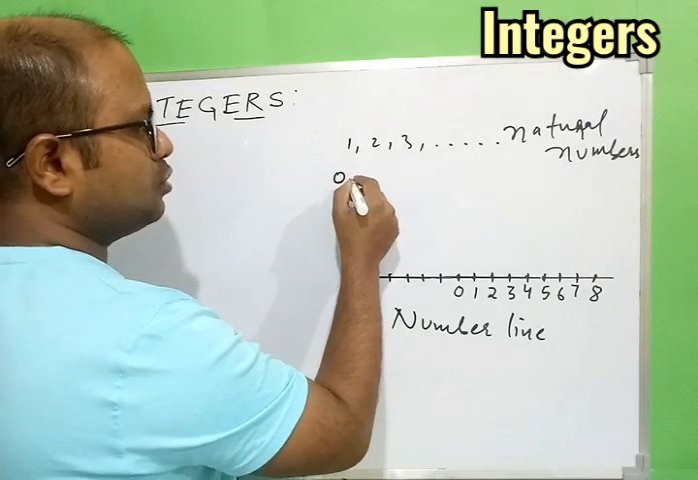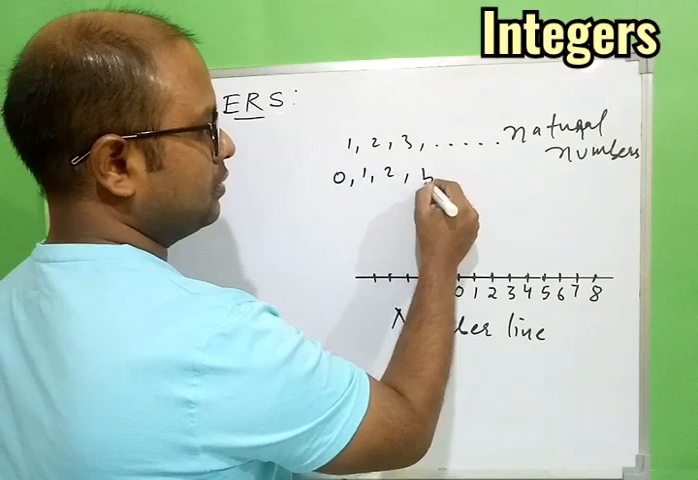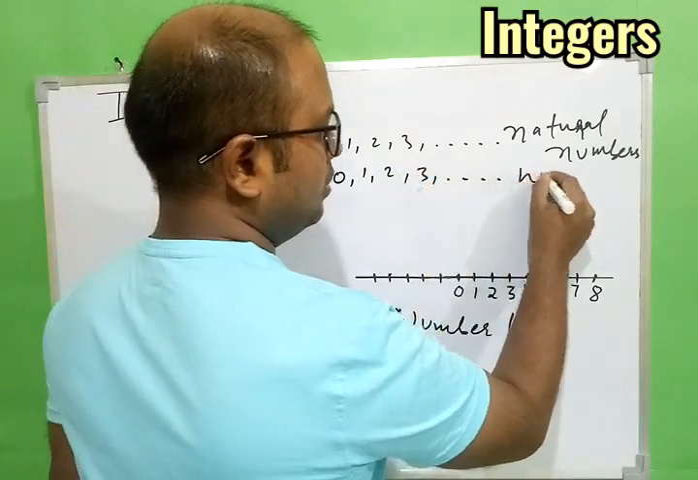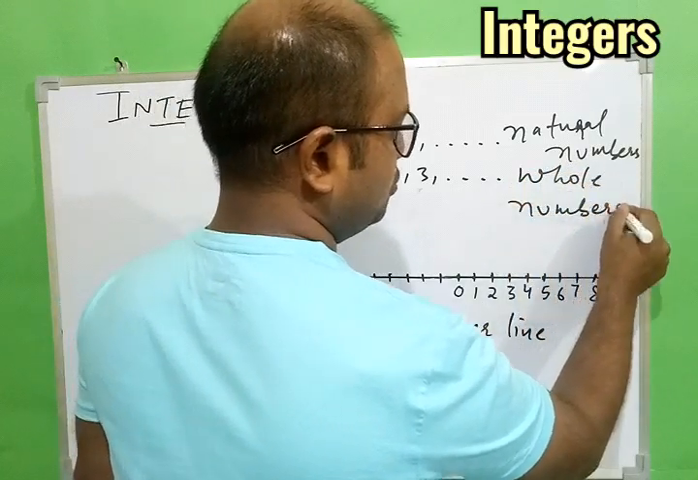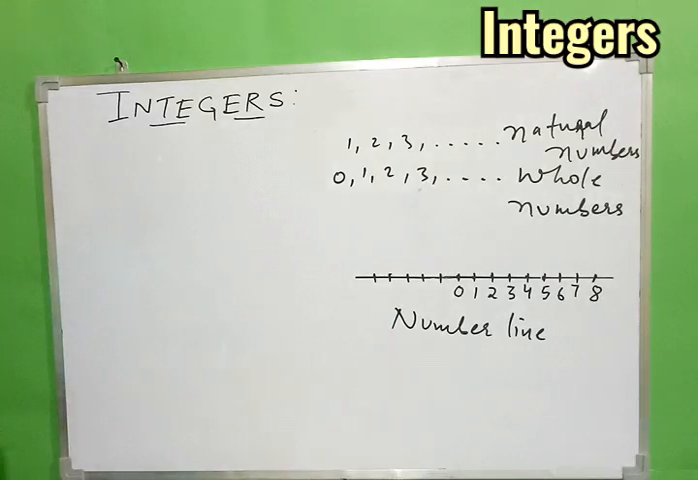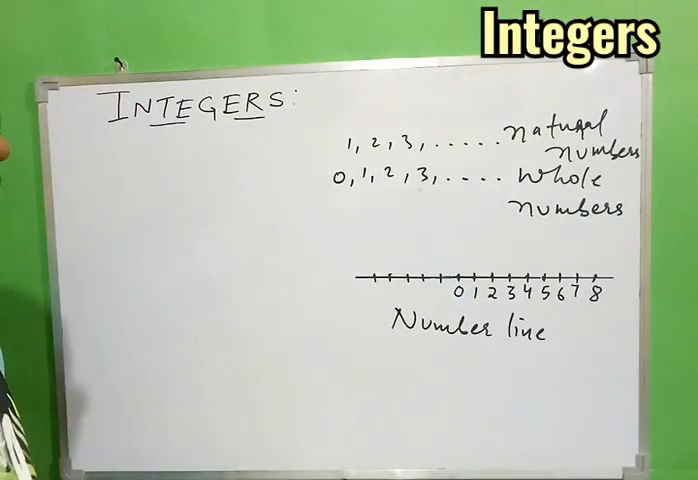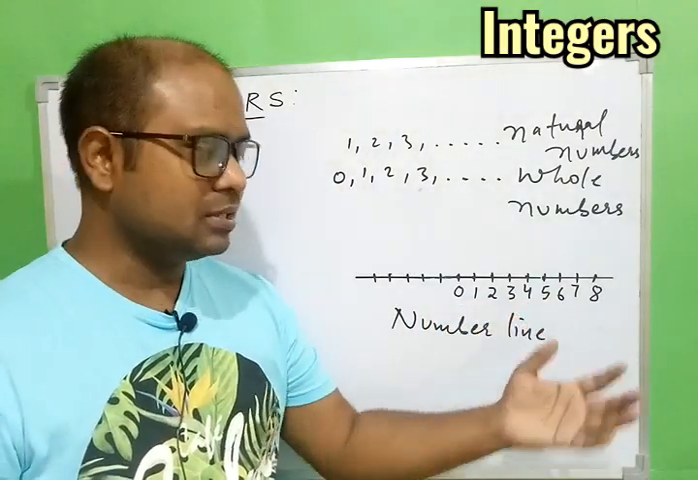With the natural numbers, if you include 0, then what happens? It becomes the whole numbers that we have already understood in the previous classes. So 1, 2, 3 and all natural numbers, 0, 1, 2, 3 are whole numbers. And now overall you are able to see the whole numbers on this number line.